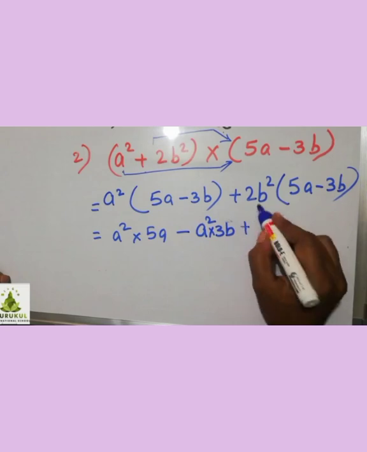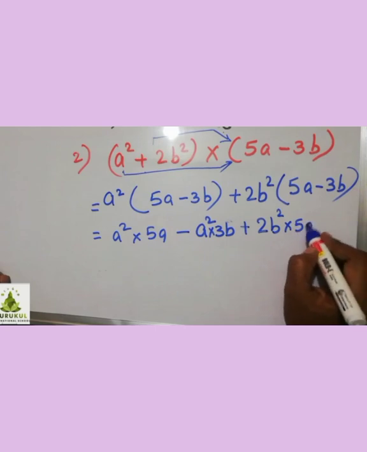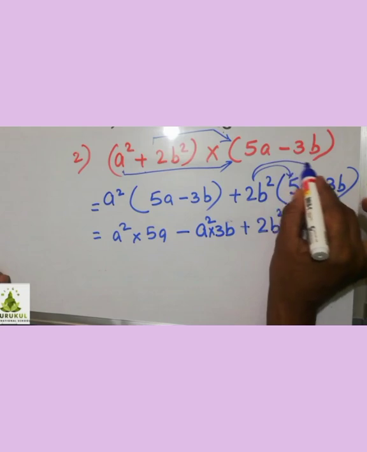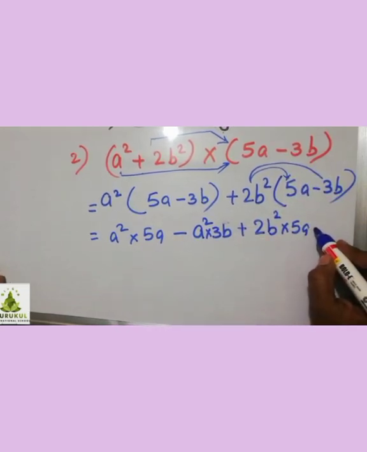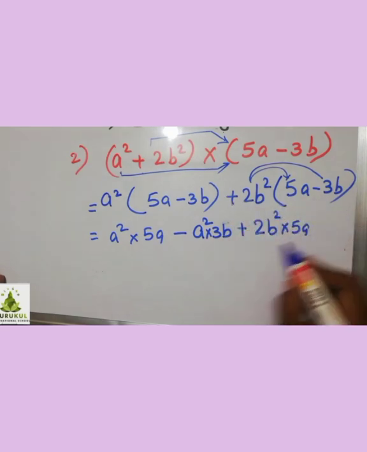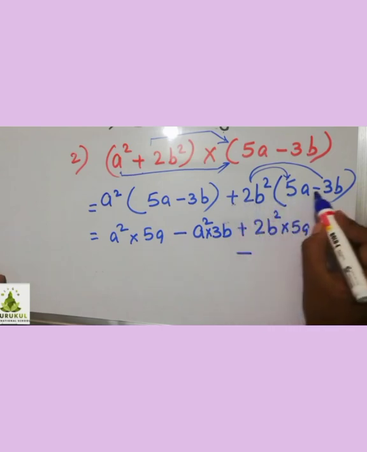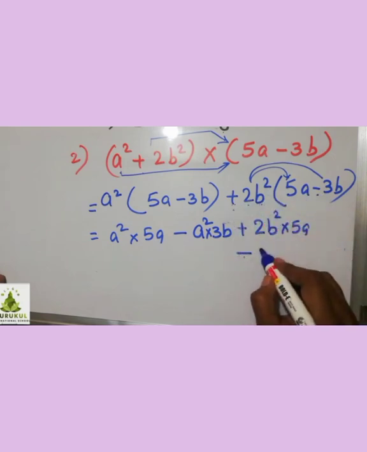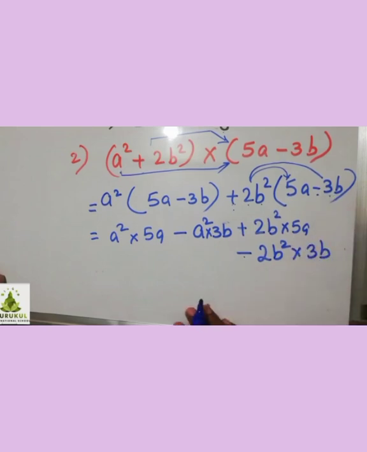Now what is here? 2b square. Now 2b square into 5a, this multiplied with the first term, then again 2b square multiplied with the second term. Understood this? So what will I get here? Plus. Now here plus into minus is minus. I don't have space here, I will write it down. Now I am getting plus into minus. First multiply the sign, minus. Now 2b square into, what is remaining here? 3b is remaining. Is this much clear to you?